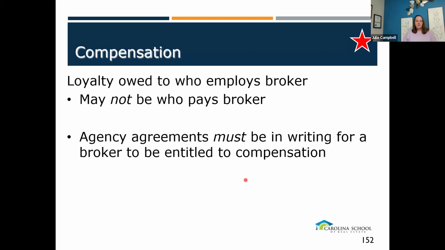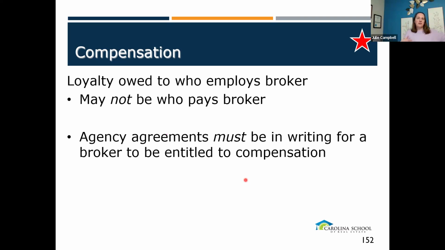Just enough to tease you about your commission briefly in Unit 7. My loyalty is to the one that hires me. That may or may not be the one that pays me. My loyalty, who gets old car, who gets first class, it's the one that enters into an agency agreement with me. So back to our scenario, you're a buyer's agent.